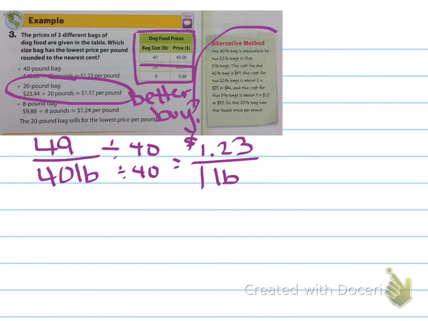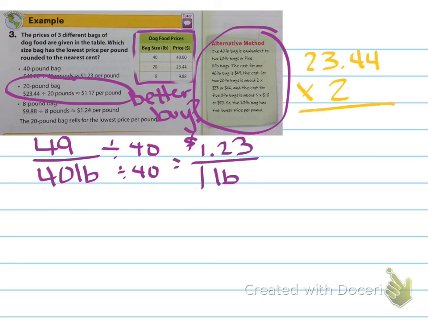The alternative method I think is very interesting that they show here. They're kind of reasoning it out with common sense and saying, well, first of all, if we want to eliminate some ideas here, we know that a 20-pound bag, if it doubled, is going to be a 40-pound bag. So if I took that $23.44 and I doubled it, is it cheaper than the 40-pound bag? So far, yes, it is, because it's $46.88. So it's cheaper. So for right now, I know that the 40-pound bag isn't the cheapest one.